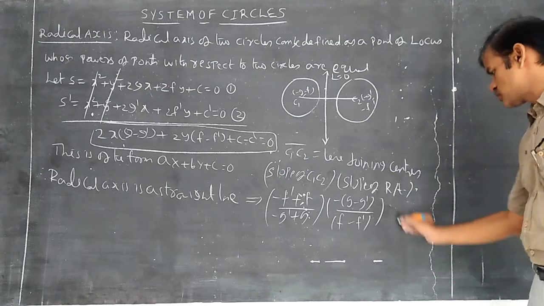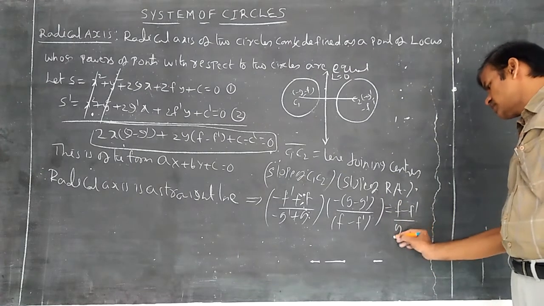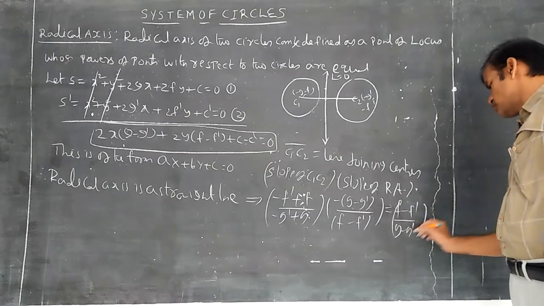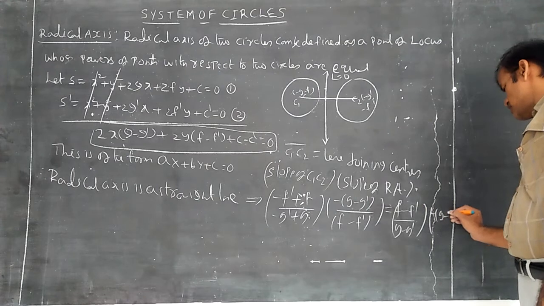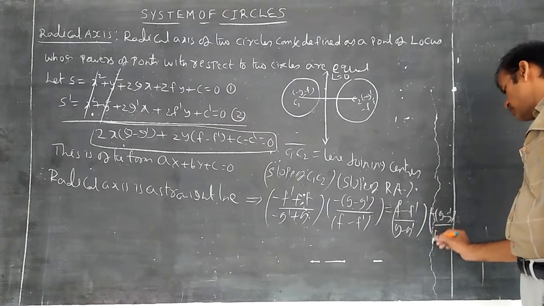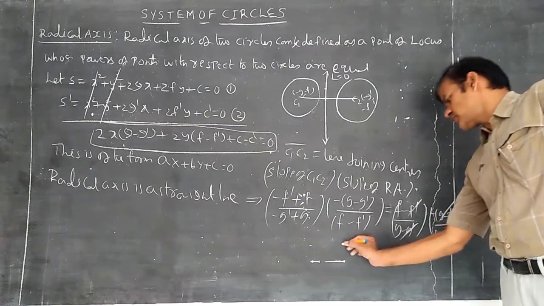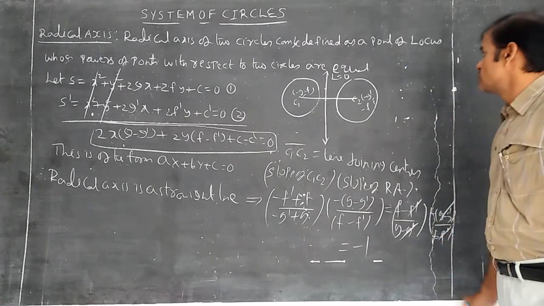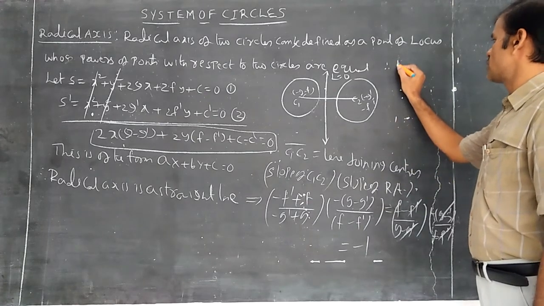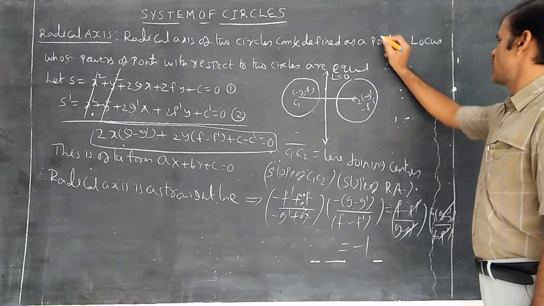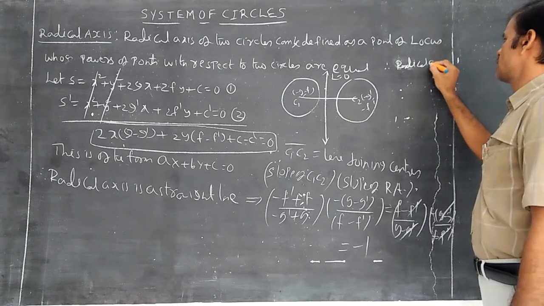Now it becomes, take common as f minus f dash by g minus g dash into minus, you take common, it becomes g minus g dash by f minus f dash. G minus g dash and f minus f dash will get cancelled. Here the product of slopes we got as minus 1. Therefore we can conclude that the radical axis and the line joining centers are always perpendicular.